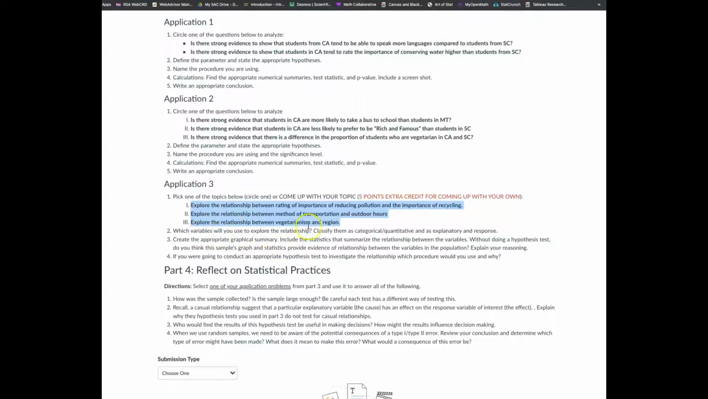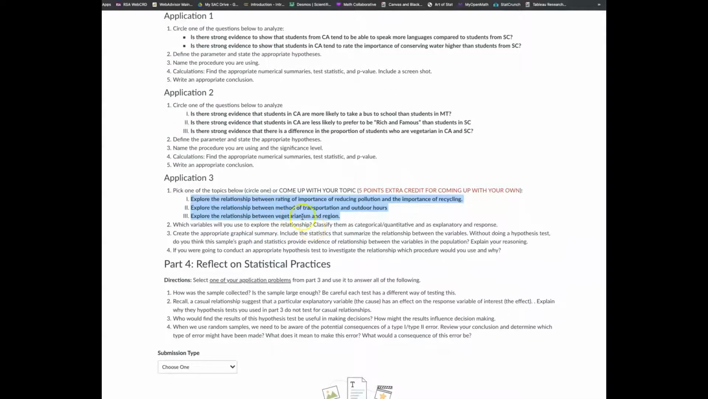And so this will be something where you have to discuss what that is and really think about what your question is. Because once you have the question, then you can figure out what test you need to run. Now, if you want extra credit here, you come up with your own topic from the data, but maybe just use these, okay?